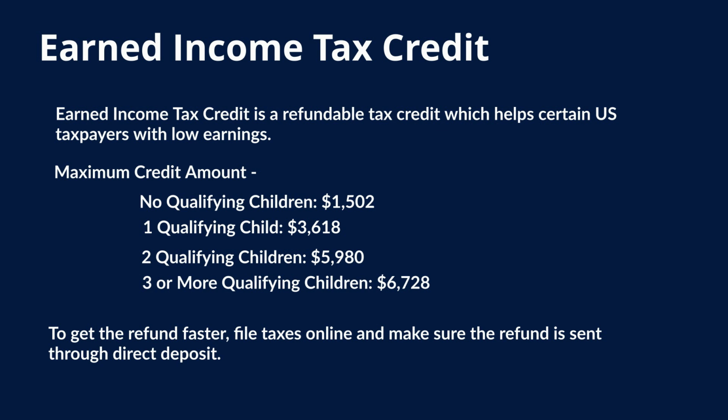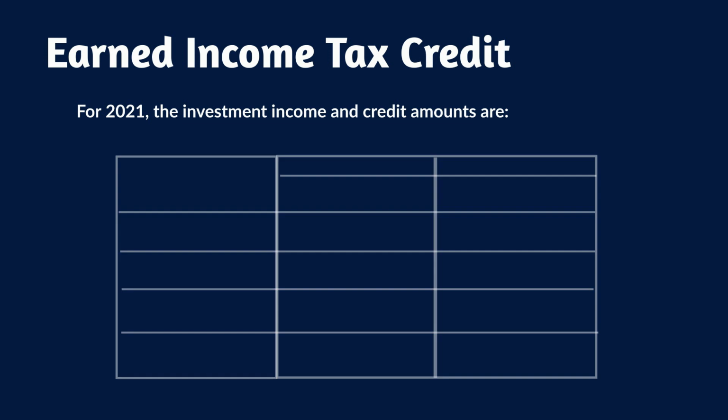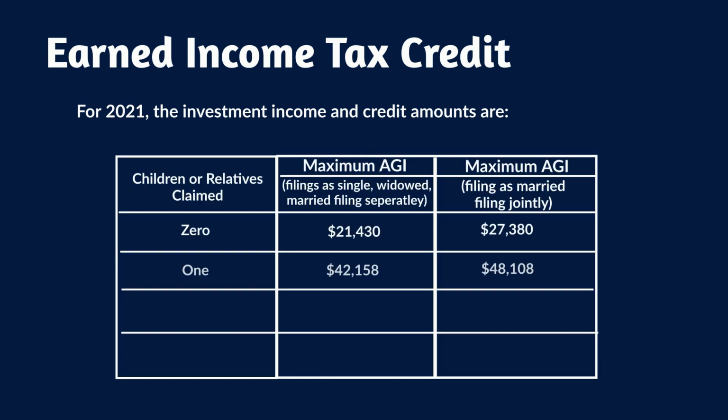To make sure refunds are received quickly, file taxes online and give an account for the refund to be deposited. If one is filing as married filing jointly, the credit eligibility can be seen on the screen. For example, if income tax is filed as married filing jointly and there are 2 children, the limit of maximum annual gross income to be eligible for a credit is around $54,000.